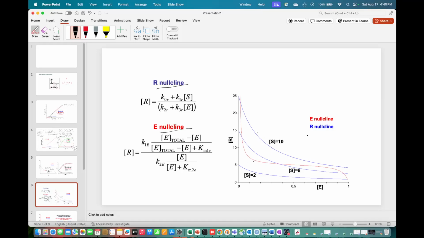But notice the R nullcline depends on S, right? If you see, there is the S factor here. So the R nullcline will depend on the concentration of S. Just a second.